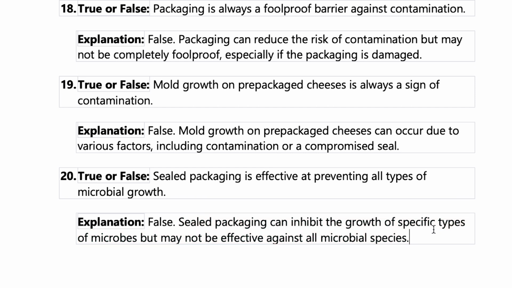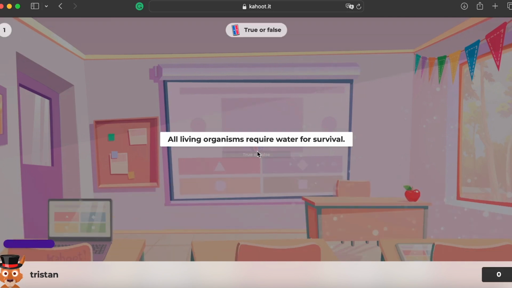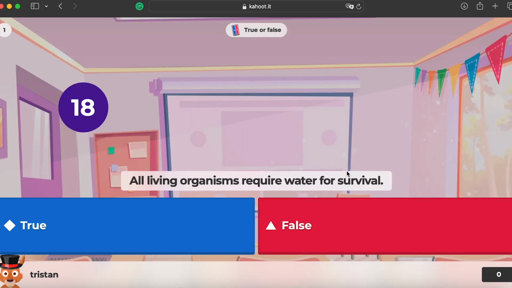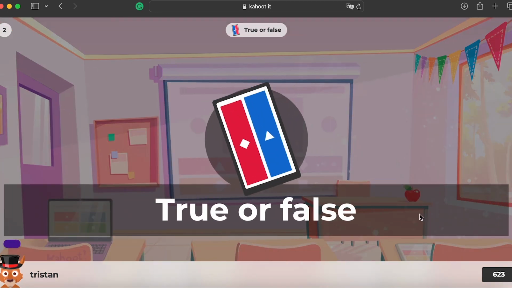Yes, so let's start our lessons. A few moments later. Okay, let's get ready. 3, 2, 1, go. All living organisms require water for survival. This sounds right to me because when astronauts are looking for life, they look for water. So let's take a look. Yes.